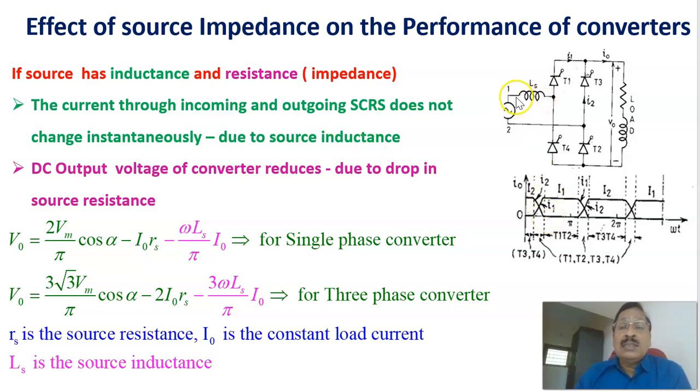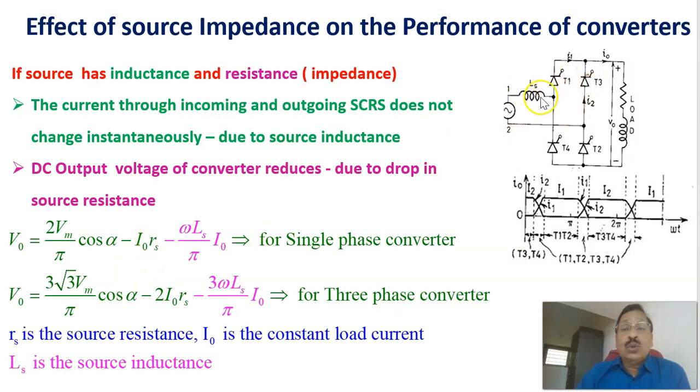Because of the resistance of the source, there will be a reduction in voltage at the input of the converter. That is the drop in a single phase case. In a single phase converter, if there is no inductance or resistance at the source side, the average voltage equals 2 Vm by pi cos alpha. But if you consider the source resistance Rs, there will be a drop of I0 into Rs. That is a drop due to the source resistance.